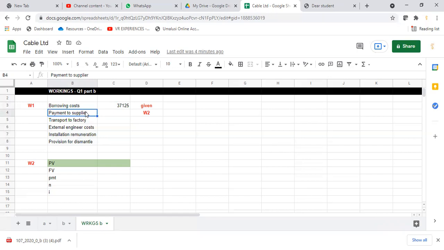For payment to supplier, I'm going to have a working. The reason is that we acquired the item on 15 July. The payment is going to be made on 15 November, which is in 4 months' time, and the normal credit terms are 30 days. So the normal credit terms are 1 month, but I'm only making payment in 4 months' time. Therefore, I need to discount this amount.